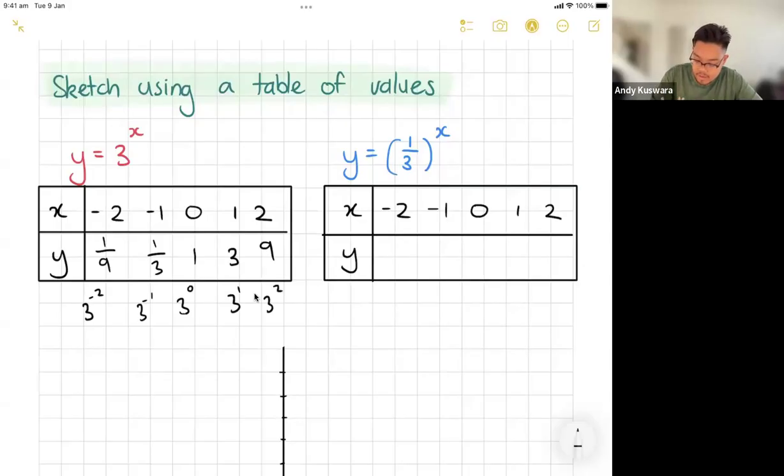Okay. Now, if I do a third to the power of negative 2, what you'll notice here is when you put it in your calculator, you should get 9. And when you put a third to the power of negative 1, what you should notice is your answer is 3.